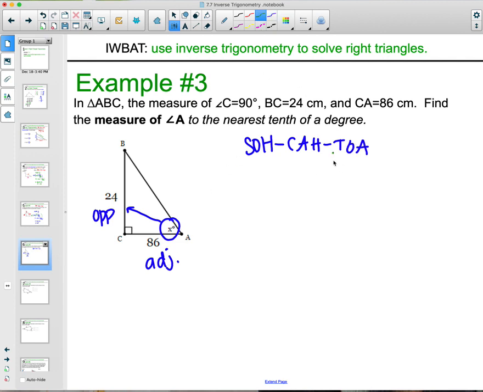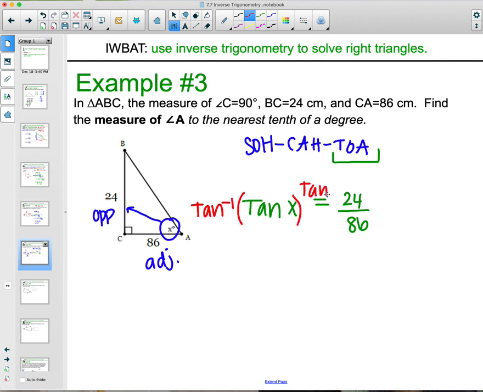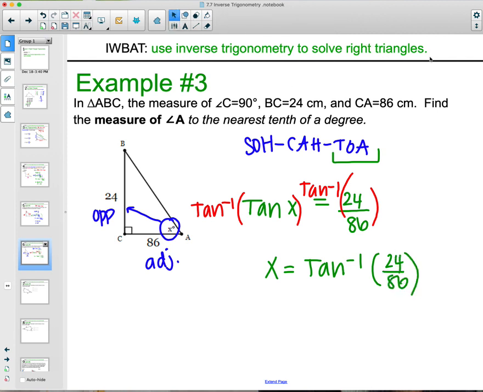So opposite and adjacent is going to be your tangent function. So we'll have tangent of the angle equals the opposite side over the adjacent side. To get the angle back out of the function, we'll do tan inverse to both sides. So tan inverse of tangent of X is just X. And then we have tan inverse of 24 over 86 on this side. We'll type that into our calculator.